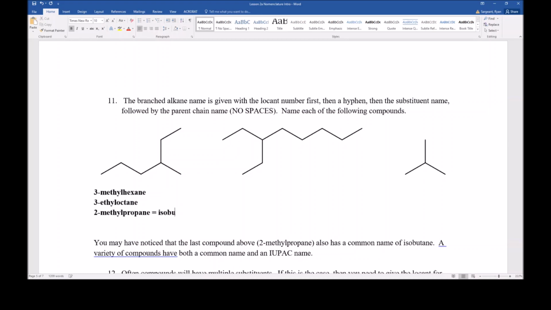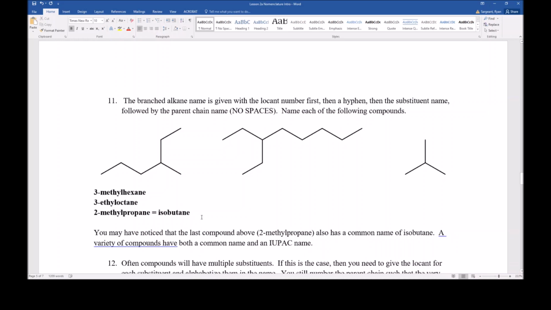Both of these names, isobutane and 2-methylpropane, are accepted by the International Union of Pure and Applied Chemistry, called IUPAC. Sometimes it'll ask you to give the correct IUPAC name for something, and that's just specifying that we're following the right rules. Both of these are accepted by IUPAC. IUPAC accepts all common names, and it also accepts what are called systematic names.